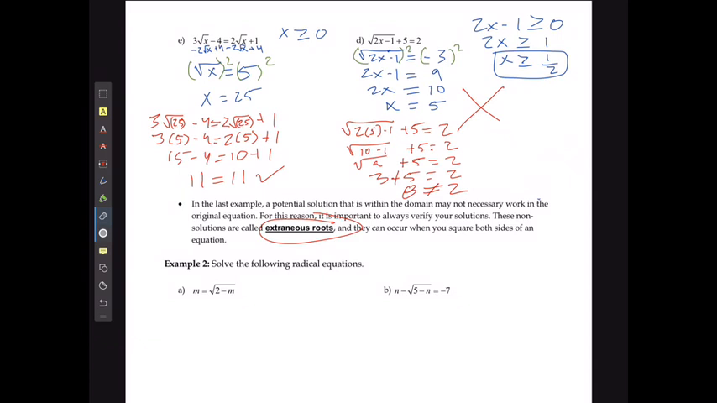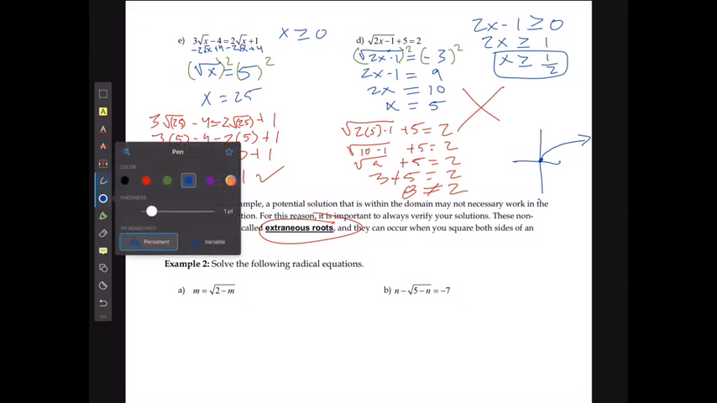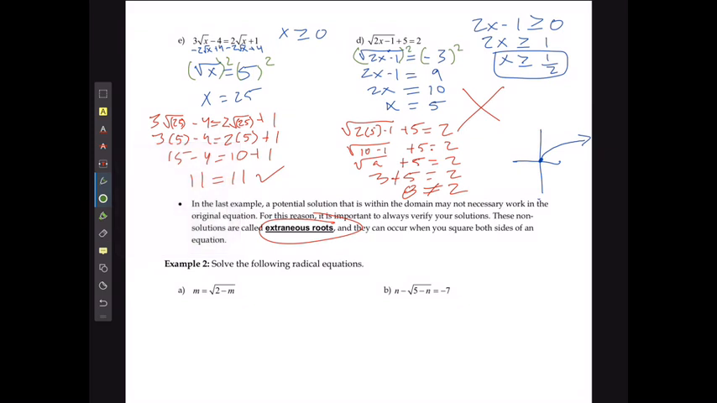If you put the square root of x into your calculator, it's going to look something like this, where it looks like half of a parabola. When I square it, what I'm doing is I am artificially creating the other half of the parabola, even though it doesn't actually exist in my equation. And we can see that in this case, that's where that negative value for the parabola would have come from. So that's what we call extraneous roots.